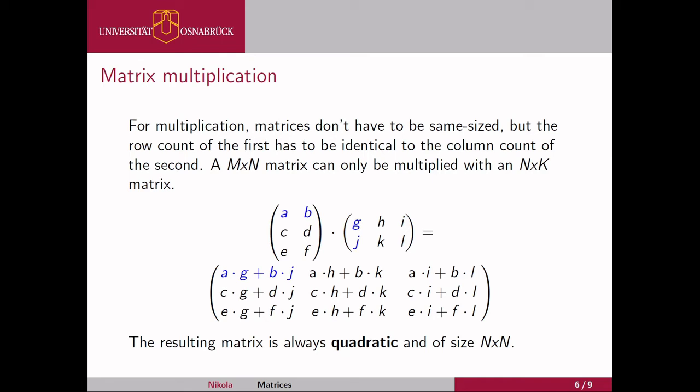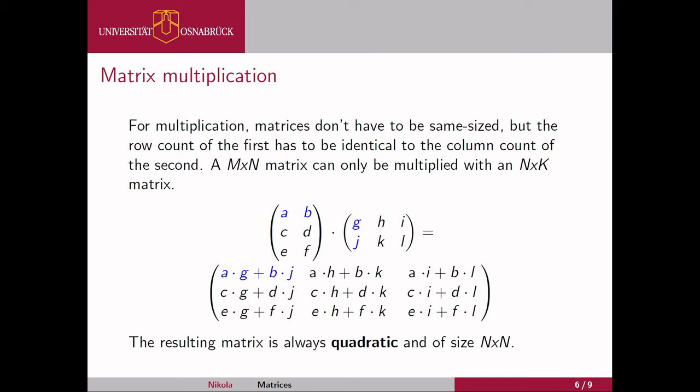Okay, and then we go to the second value, which is first row, second column in the resulting matrix, which is A times H plus B times K. So if you look at it, first row is A and B, and second column of the second matrix is H and K. So we get A times H and B times K.